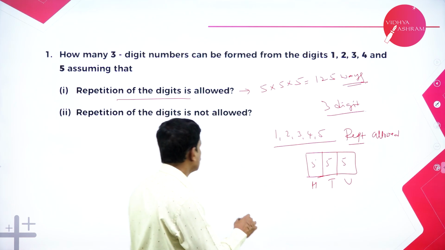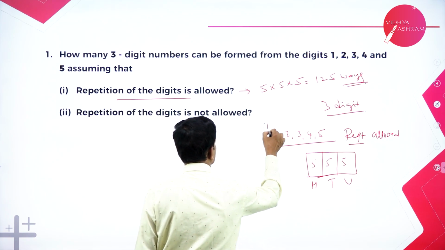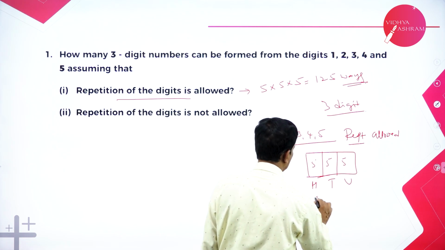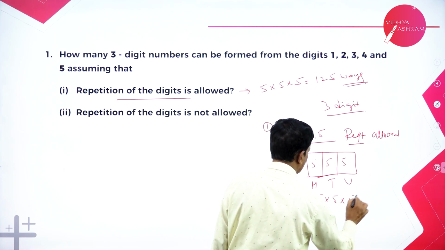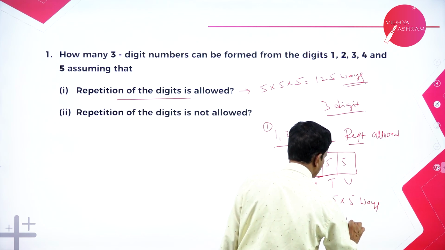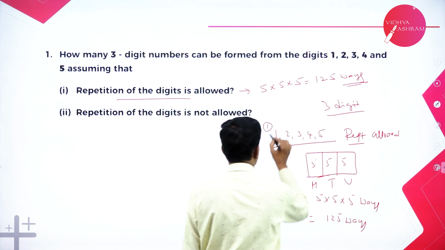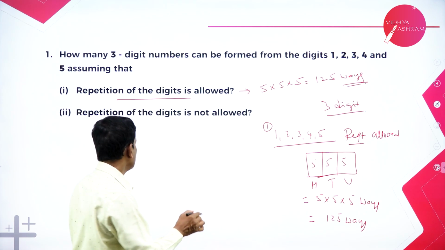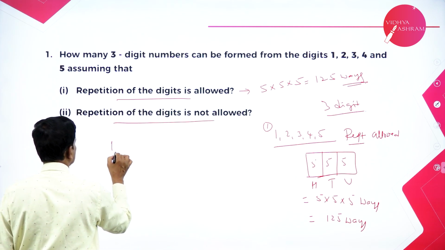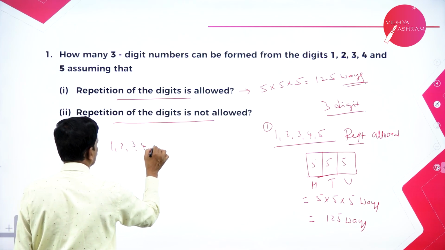Now the second case, this is the first case and the second case. Here if the repetition is allowed, we will get 5 into 5 into 5 ways, that is nothing but 125 ways. This is the first answer. On the other hand, in the second case, repetition of the digits is not allowed. So what are the digits? 1, 2, 3, 4 and 5.